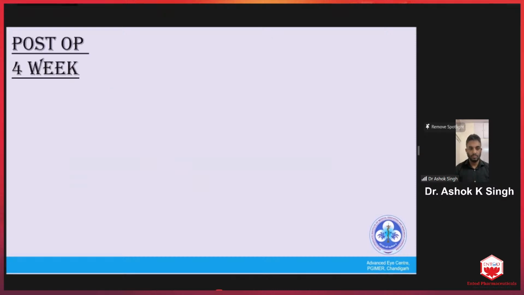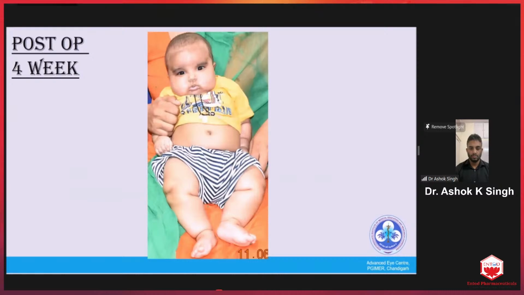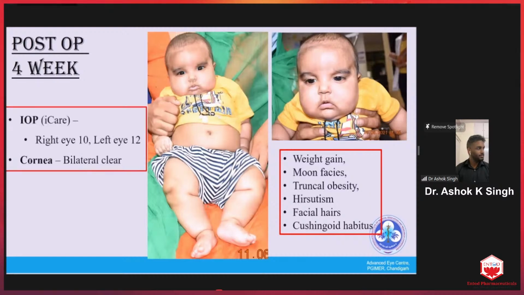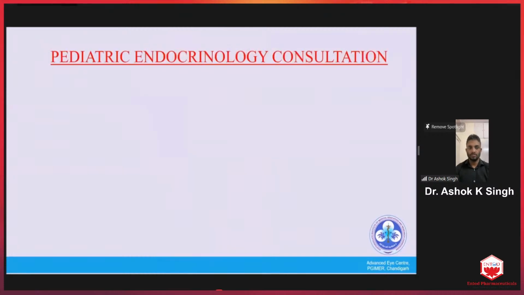When we followed the child at 4 weeks, we were surprised to see that he had developed obesity. There was weight gain, moon facies, and also hirsutism and facial hair. But his glaucoma was fine, with IOP under control and a clear cornea in both eyes.